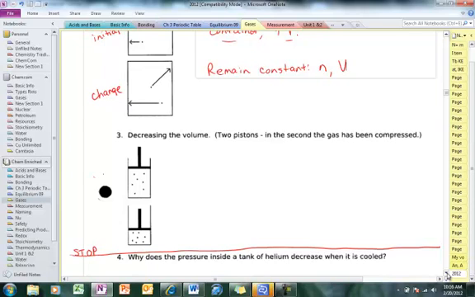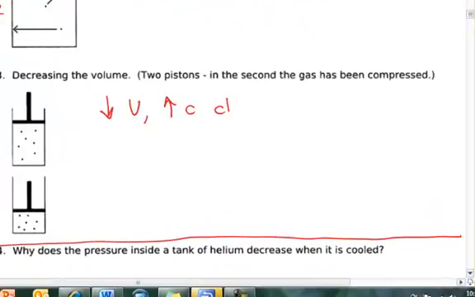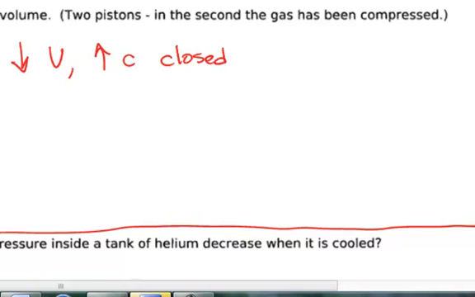Let's do one more example together. Let's say I decrease the volume. Notice I decrease the volume by pushing that plunger down. So if I decrease the volume, you know what? Those molecules are trapped in a smaller space, so that's going to increase the number of collisions. Now, when we talk about collisions, remember we need to talk about container type. This is obviously a closed container.